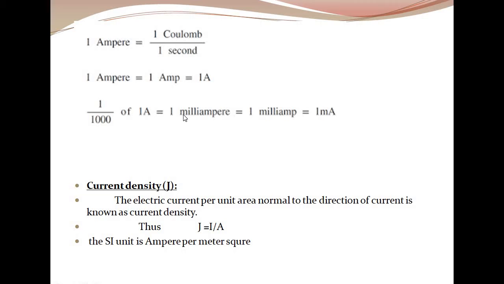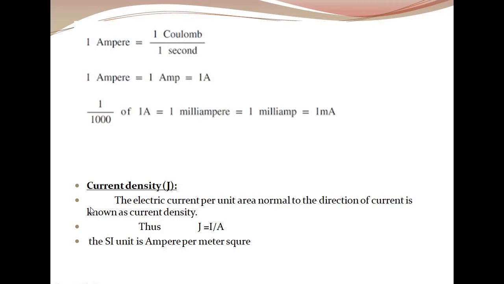Usually we measure current in milliamperes and microamperes. What do we mean by 1 milliampere? It means 1 ampere of current divided into 1000 parts is 1 milliampere. So this is the unit of electric current, the ampere.